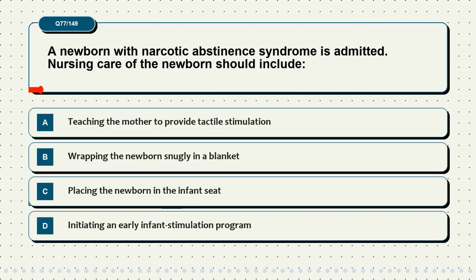Question 77. A newborn with narcotic abstinence syndrome is admitted. Nursing care of the newborn should include. Here are the options. Option A. Teaching the mother to provide tactile stimulation. Option B. Wrapping the newborn snugly in a blanket. Option C. Placing the newborn in the infant seat. Option D. Initiating an early infant stimulation program.